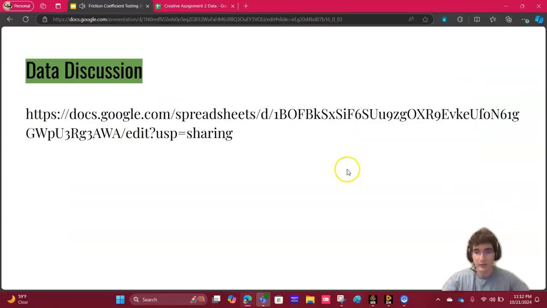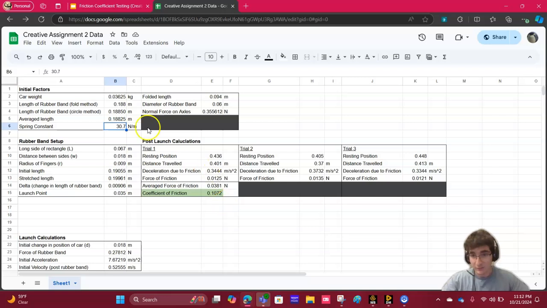There you go. And then on to the discussion of the data. Some important things to say is that the car's weight and the spring constant I found from online sources, and I have those marked in my sources. This is because I didn't have a scale in my house that could measure that.